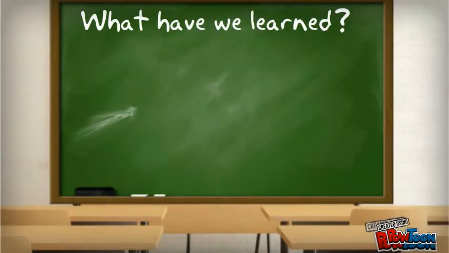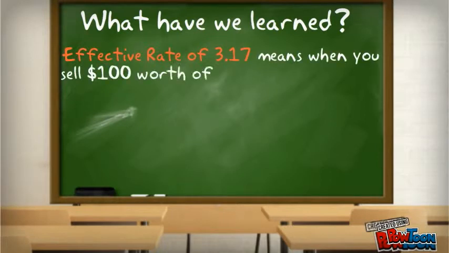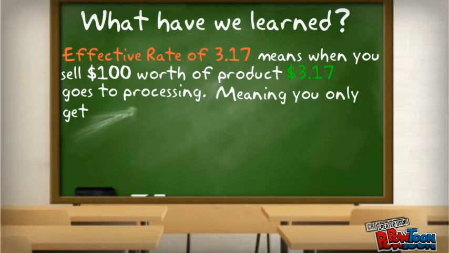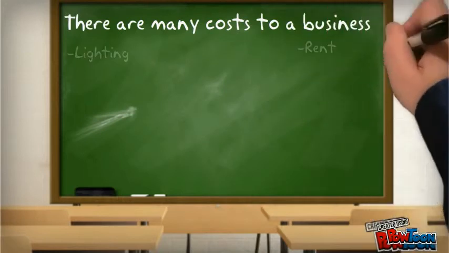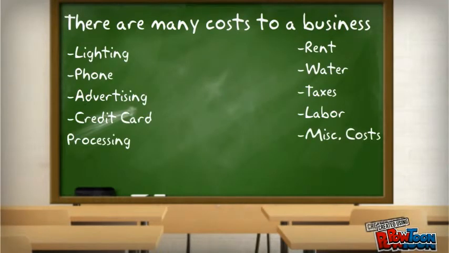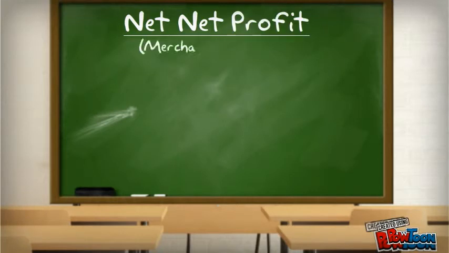Well, an effective rate of 3.17 means that when you sell $100 worth of product, you're actually giving away $3.17 of your money for card processing, meaning you only get to keep $96.83. There are many costs to doing business: lighting, phone, advertising, employees, taxes, rent, you name it. Businesses like yours have to make a profit. So what's left over? We call that net profit. Net profit is what you get to keep after all is done, and you need that.